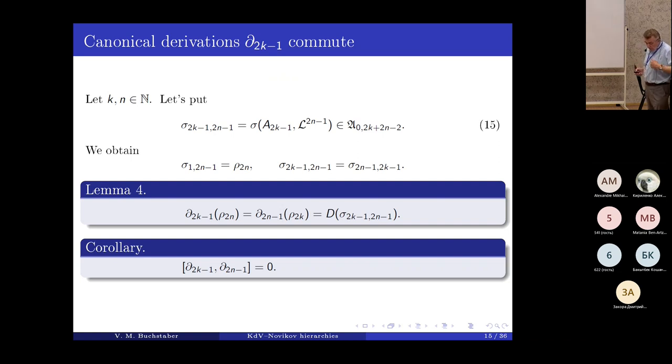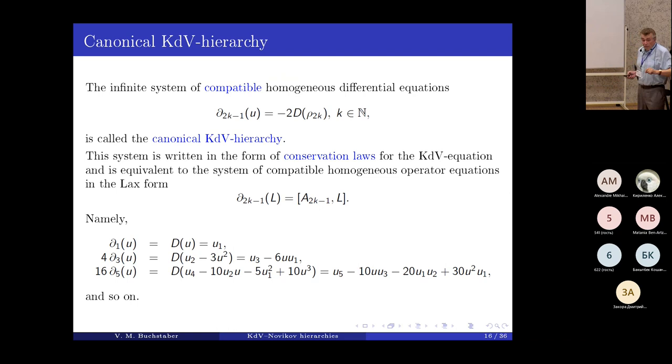Next step. After that, using the property of our skew-symmetric form, we obtain such polarity. It turns out the evolutionary operator 2k minus 1, for any k, commutes not only with d, but commutes together. So, as a result, we obtain the canonical KdV hierarchy. So what does it mean? You see, on the left we have our function u. It is the evolutionary derivation. As a result, we obtain some function, but this function is nothing else than minus 2 d to k. But k is any natural number, and we obtain the canonical KdV hierarchy.